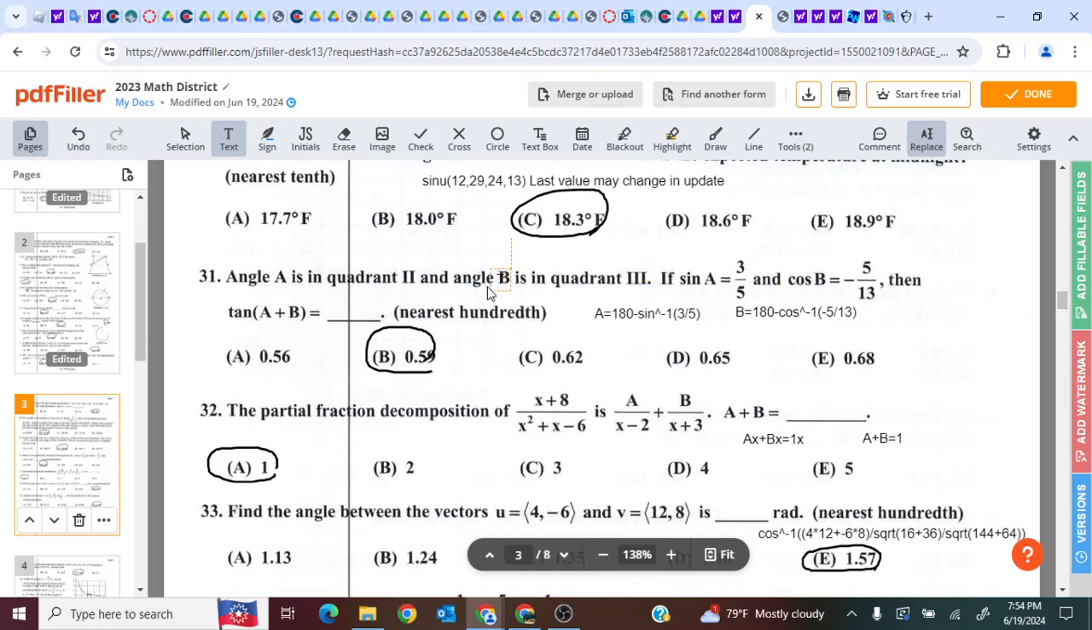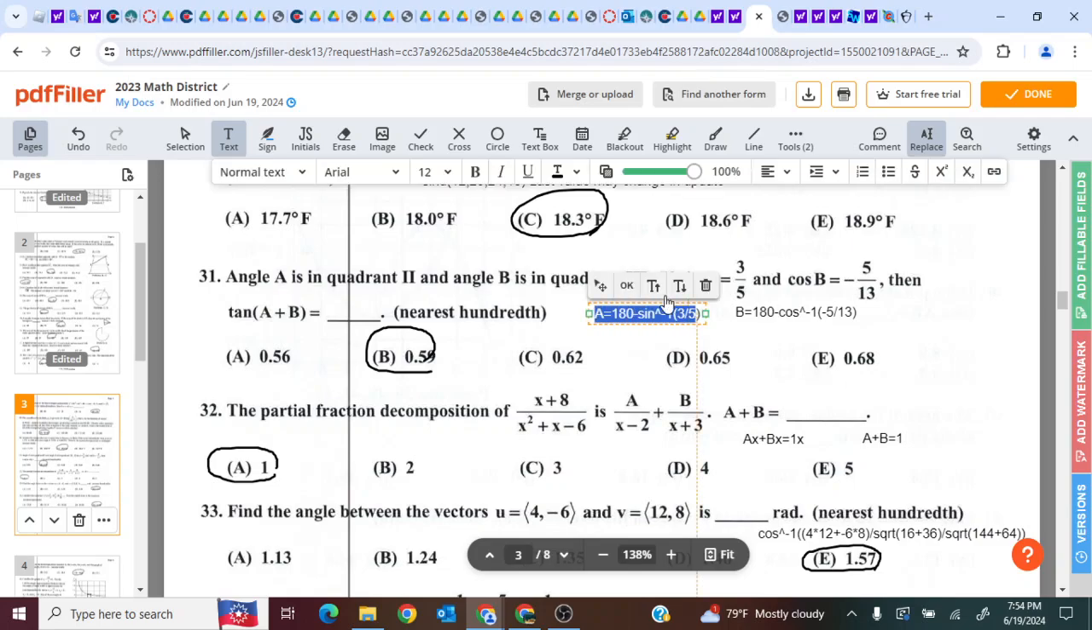Angle A is in quadrant 2 and angle B is in quadrant 3. If sine of A is that and cosine of B is that, then tangent of A plus B is what? Okay, you could use some double angle identities if you wanted, but I'll take the easier route.